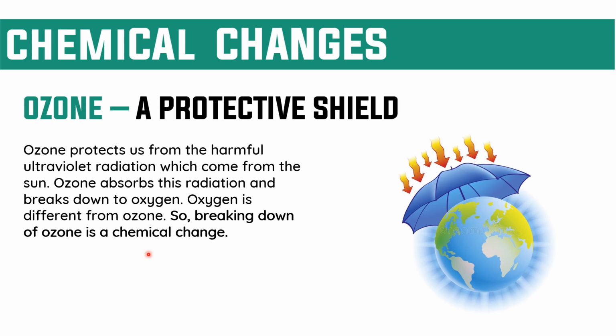Actually ozone is O3. You will study all of that in higher classes later, but I will just tell you about it. Ozone is O3, the formula is O3, and when ozone absorbs this radiation, it changes to O2, that is oxygen. So there is a chemical change. The breaking down of ozone is a chemical change. So that is another example of chemical change.